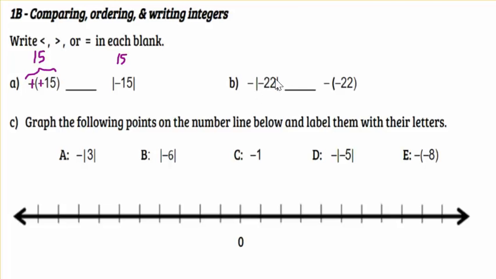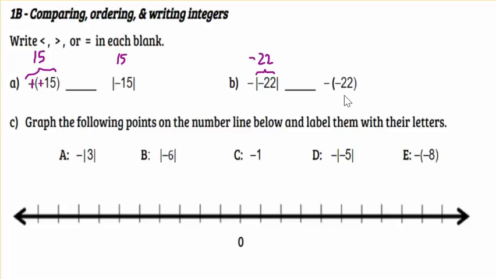Let's come over here. We have absolute value again. In this case, the absolute value of negative 22 would be positive 22 because that's 22 steps from 0. And then we have this sign in front. You can just put it in front. You can think of it as the opposite of 22. But however you want to think about it, you're going to get negative 22 for your left number.